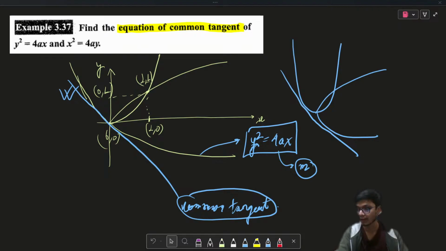I hope you have understood the concept of tangent in the last class. Please let me know in the live chat, yes or no. Is the concept of tangents clear to all of you? Do let me know in the live chat.